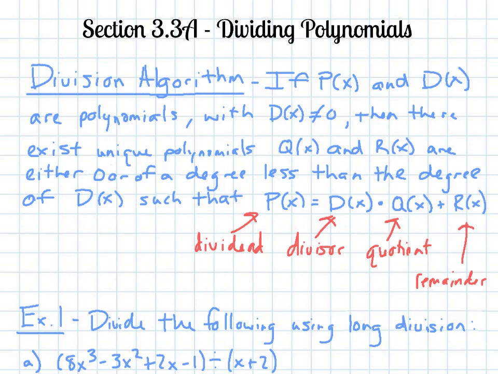So this is the algorithm, where you have p of x, the main one, that's called the dividend, and that's going to equal the divisor, so what you divided this main polynomial by, times the quotient, so that's the answer of what you found after you divided using the divisor, plus the remainder.